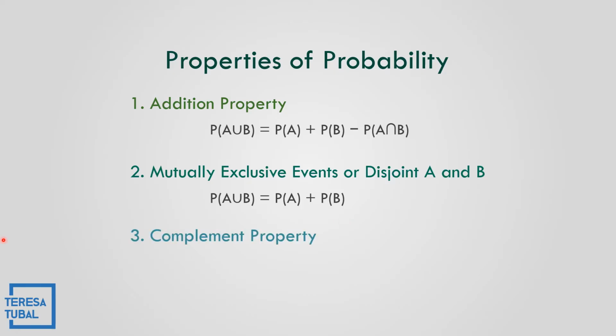How about the third one? That is the complement property. The formula is the probability of A complement is equal to 1 minus the probability of A. And the probability of A is also equal to 1 minus the probability of A complement.